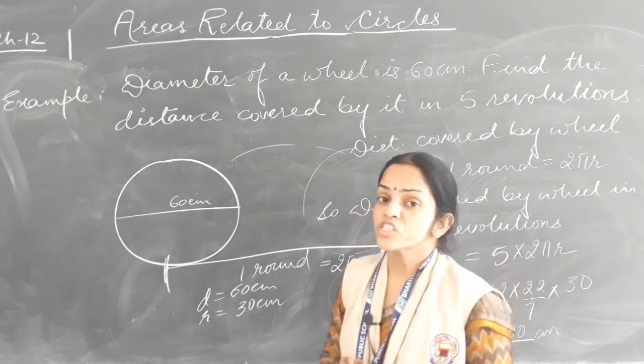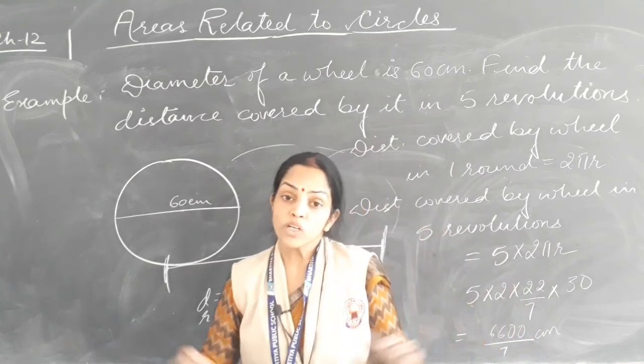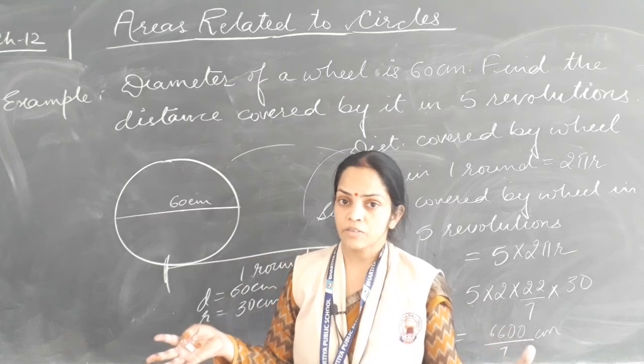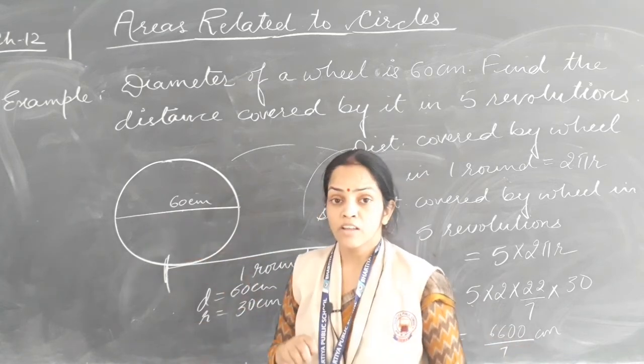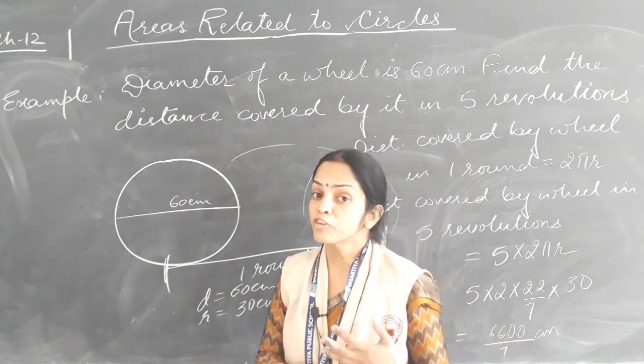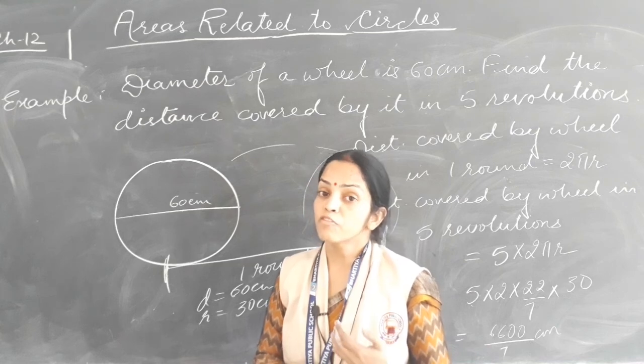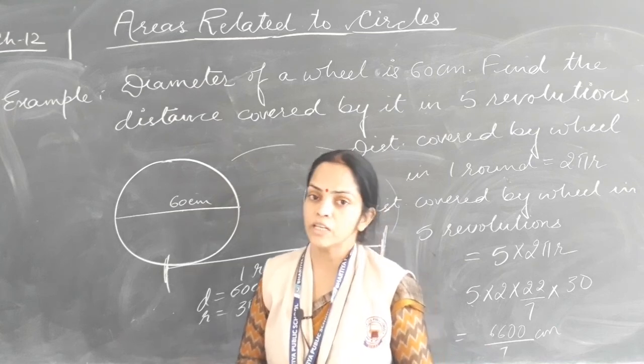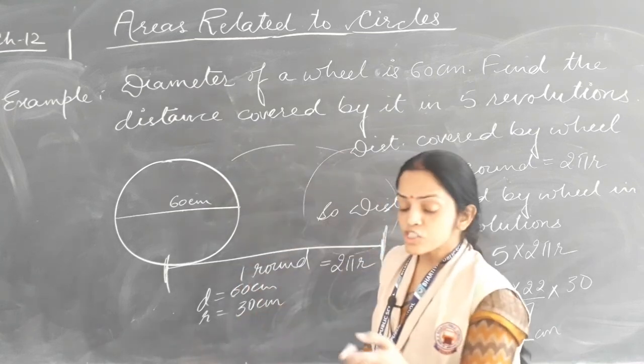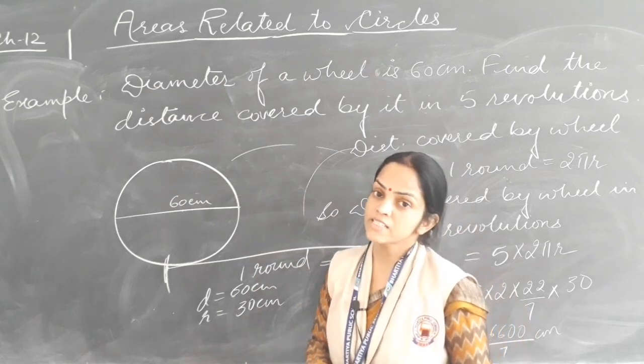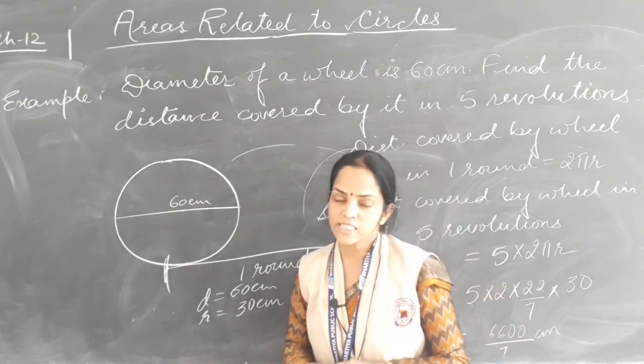Or sometimes a question may come in this manner also. Total distance covered by wheel is given and diameter is given. Then they are asking to find the number of revolutions, number of rounds taken by wheel. So that type of question only we have. Fourth question of our exercise we will discuss in our next class.